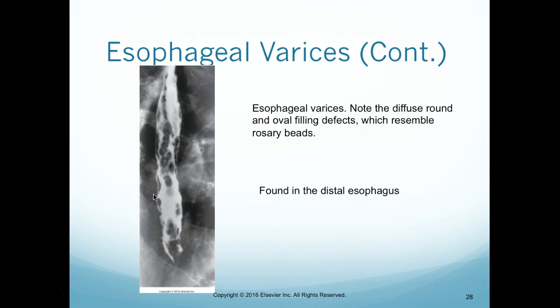So this is what esophageal varices look like. You can see here the worms coming down, and they'll be all the way around. There's also round and oval filling defects.